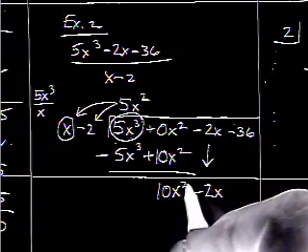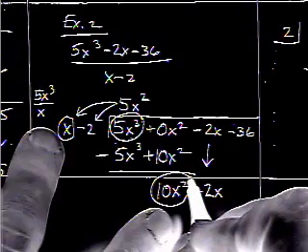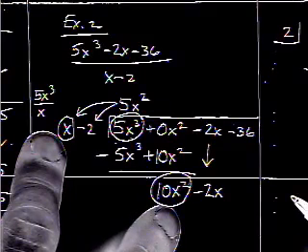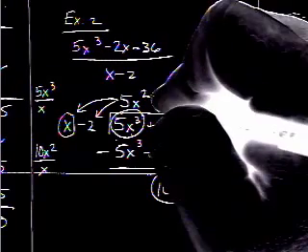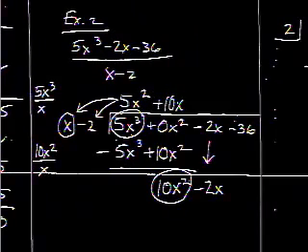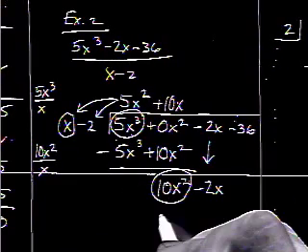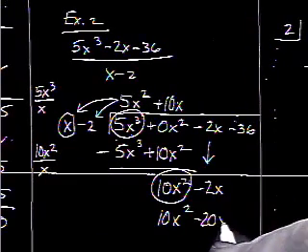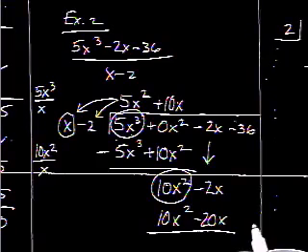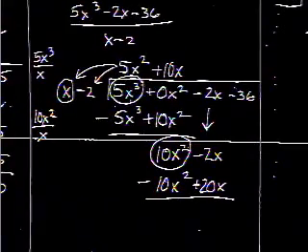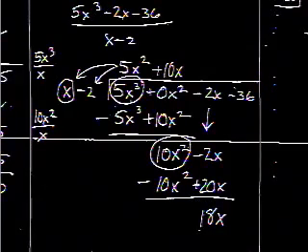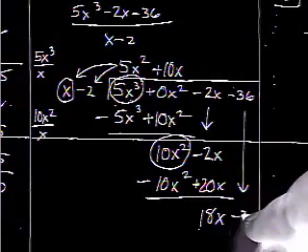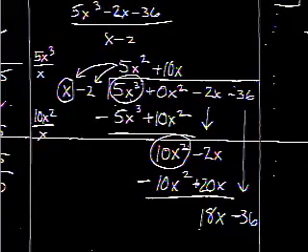Now we're going to take this thing right here and divide, so first divided by first again. 10x squared over x gives me 10x. Multiply times both of those, giving me 10x squared minus 20x. Distribute the negative 1 and add. Carry down the negative 36.